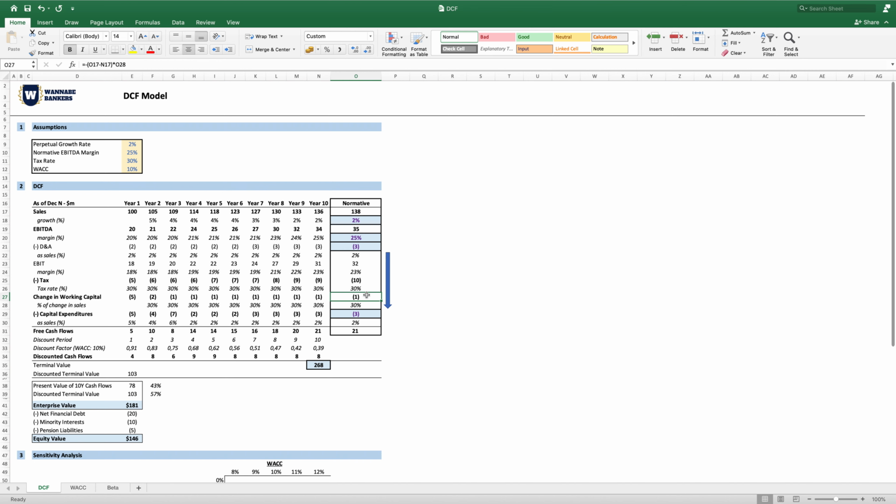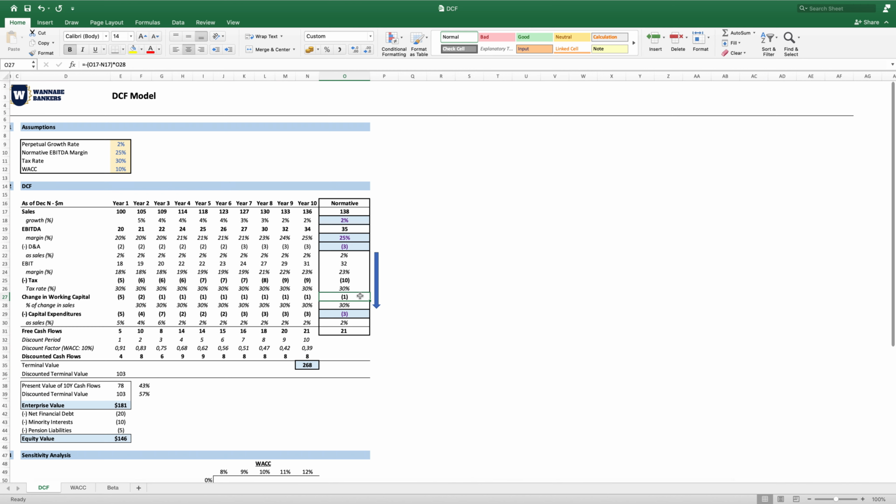Sometimes in some industries it is hard to forecast the change in working capital, and I've seen some broker reports use zero as a change in working capital for the normative cash flow. So you can do both. I would advise that you keep the same driver that you use over the business plan period. But sometimes if you don't feel comfortable that your driver is sensible at perpetuity, you can just put zero here.